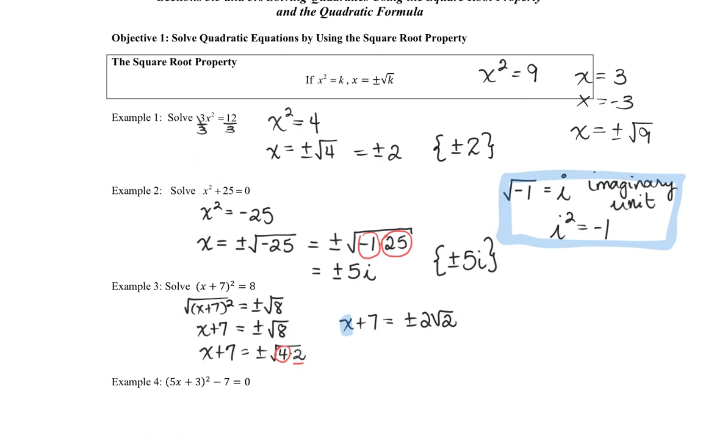X is equal to negative 7 plus or minus 2 square roots of 2. That's the same thing as if I had said positive or negative 2 square roots of 2 minus 7. It just looks cleaner this way. So my solution set includes those two answers, negative 7 plus 2 square roots of 2 and negative 7 minus 2 square roots of 2. Okay, let's look at the next one.